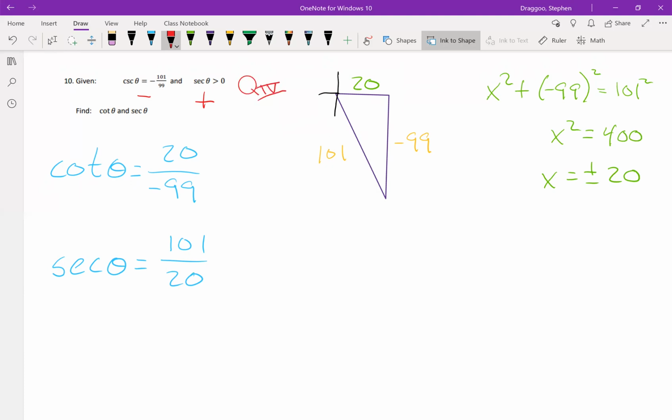So cosecant is equal to negative 101 over 99. So I make my hypotenuse 101 while my opposite side is negative 99. Again, recall that the hypotenuse is never going to be negative, so I'm going to put that negative on the 99, which is the opposite side, and then I'll solve for my missing side, x. I end up getting that x squared is equal to 400, so x itself is plus or minus 20, but I'm in the fourth quadrant where the x values are positive, so I choose the positive value out of this square root.